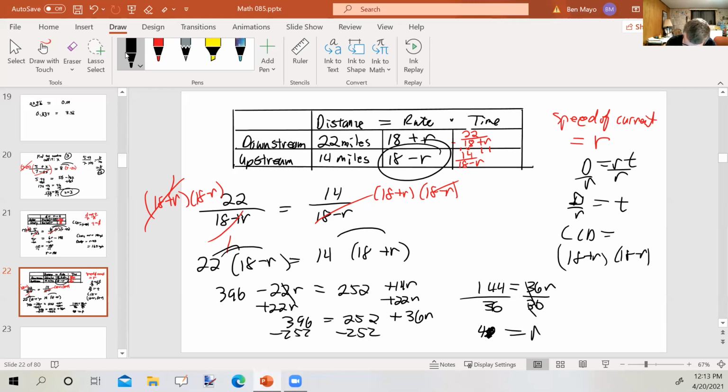Okay, so R is 4. So then what did it say? It said, find the speed of the current. Well, that is the speed. So the current is 4 miles per hour because R was the speed of the current. Okay?